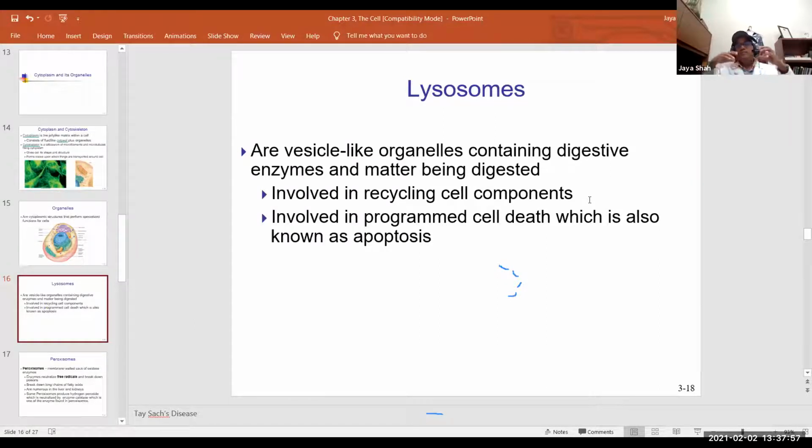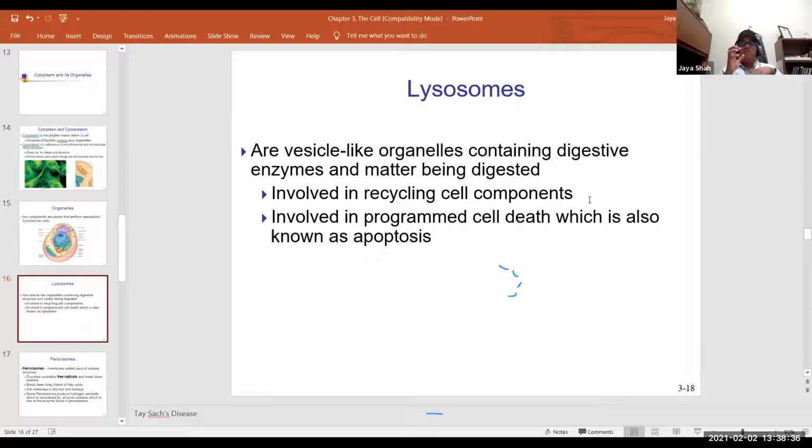When the whole cell becomes old, then what happens? These lysosomes, now old cells you don't want, they need to die. Like we get old and we have to die. So once a cell gets old, the lysosome releases some enzyme, and the enzyme reaches the nucleus and breaks down the nucleus first. And then if there is no nucleus, then what happens? The cell starts shrinking from this side. And then slowly those tiny shrunken pieces of the cell are taken by another cell and eaten up.